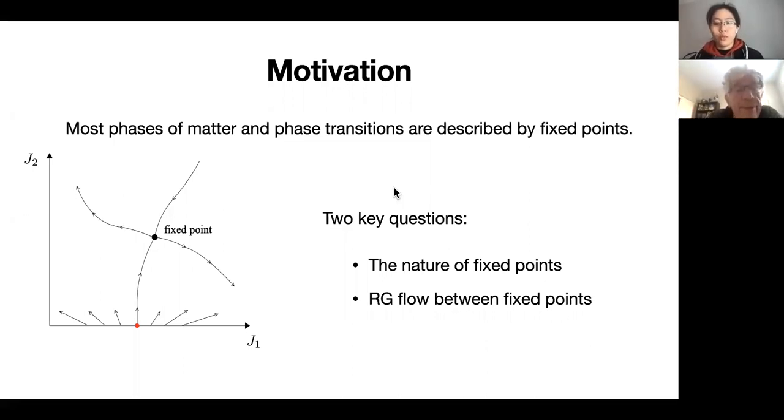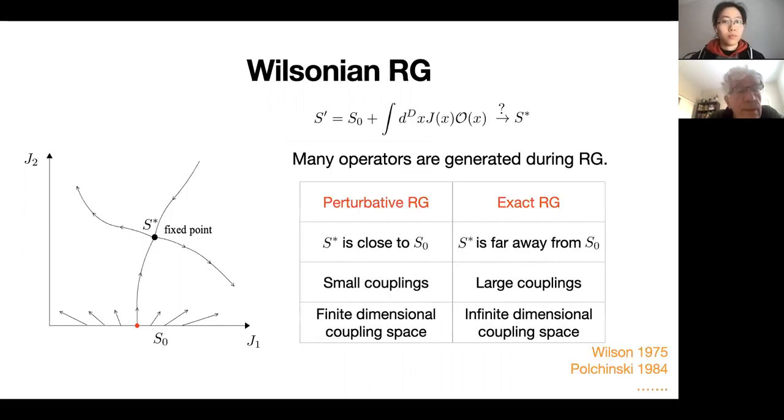The first one is, what's the nature of those fixed points? And secondly, what's the RG flow between those fixed points? Motivated by the second question, we focus on the RG flow in our work.